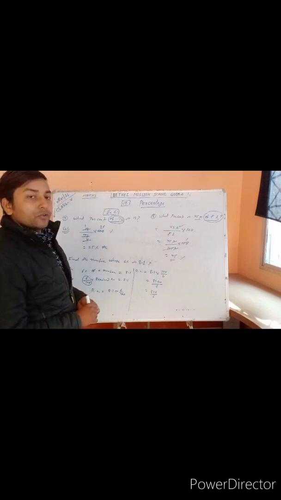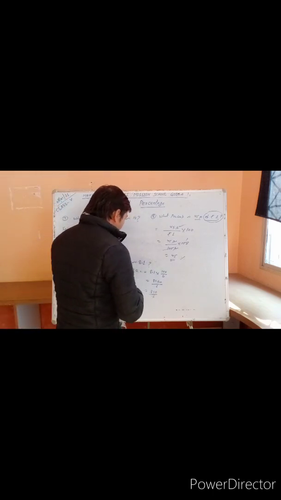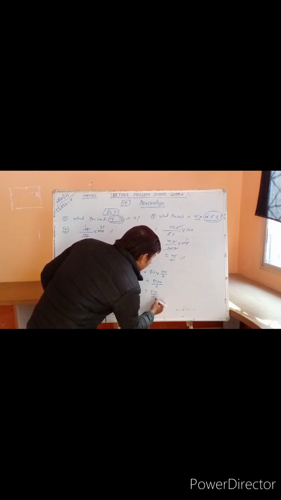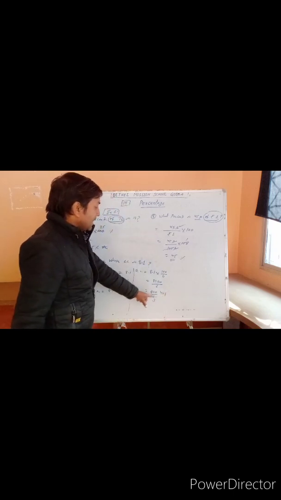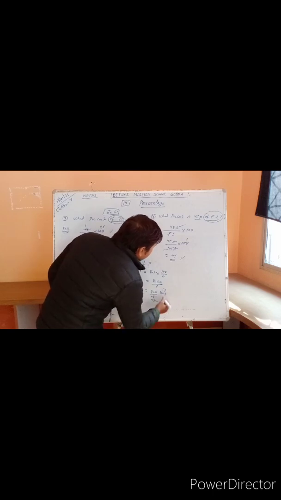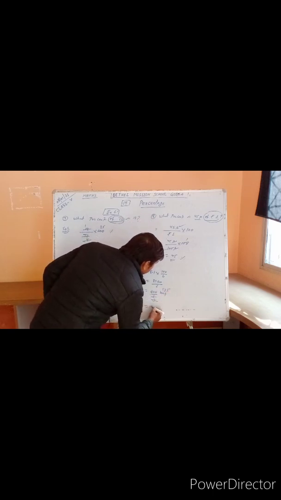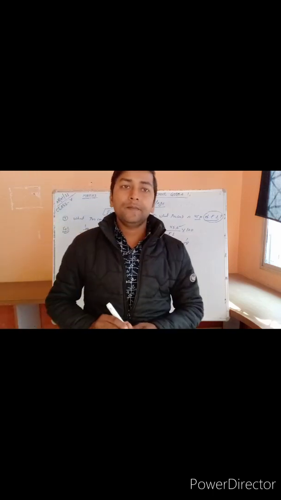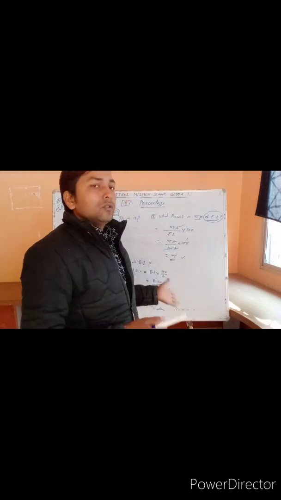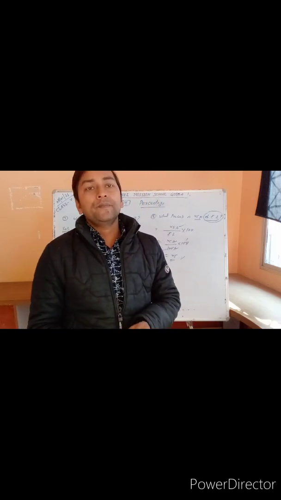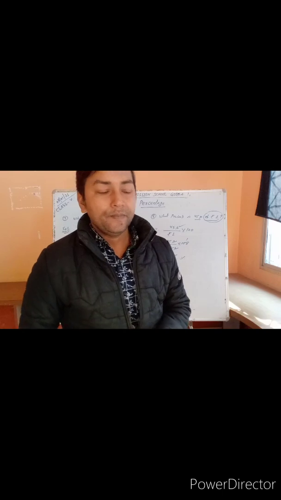Okay, now you can divide. 3 1 the 3, 3 3 the 9, and 3 5 the 15. 135 is the answer. I hope it is clear. So this way you can do the rest of the questions. That's all for today. Have a good day. Bye.